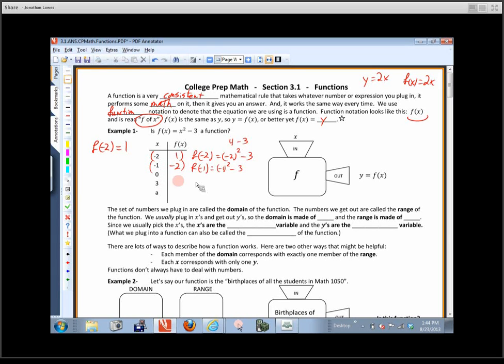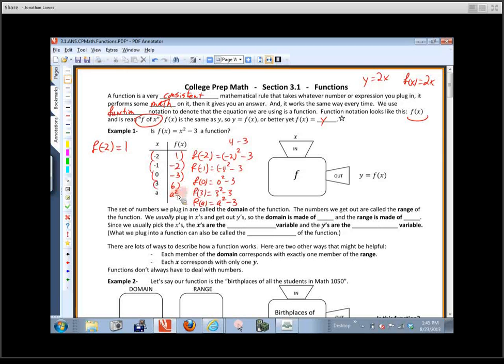What happens if I plug in a 0? What's f of 0? It's going to be 0 squared minus 3, so that's going to be -3. What happens if I plug in a 3? I get 3 squared minus 3, so I end up with 6. Now here's an interesting one. What happens if I plug in an a? So what is f of a? Wherever there's an x, I just replace it with an a. So that's going to be a squared minus 3.